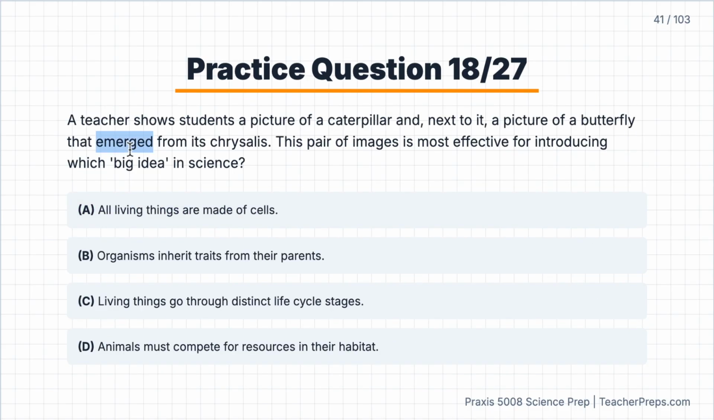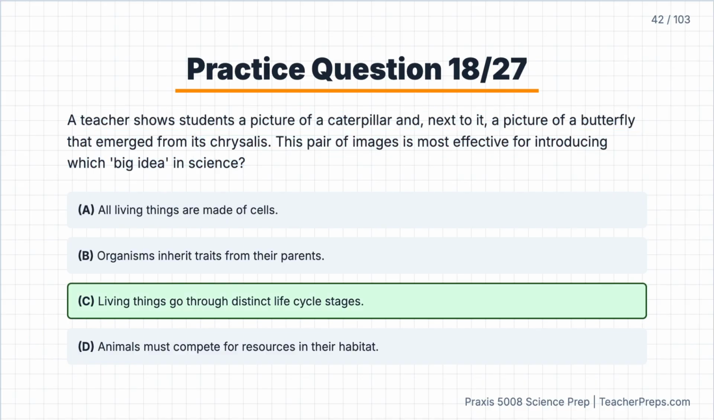Question 18 asks, a teacher shows students a picture of a caterpillar and, next to it, a picture of a butterfly that emerged from its chrysalis. This pair of images is most effective for introducing which big idea in science? That big idea would be living things go through distinct life cycle stages. The images of the caterpillar and the butterfly are a classic and powerful visual representation of metamorphosis. And this is a key example of the broader concept that organisms have distinct life cycles.